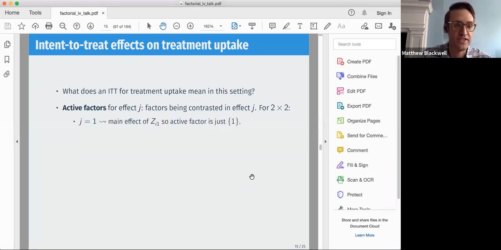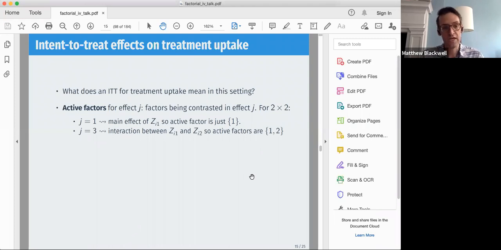For a 2x2, for instance, j equals 1 is the main effect of factor 1, so the active factor there is just the first factor. But the third effect is the interaction between these two, and so the active factors there are 1 and 2 together.